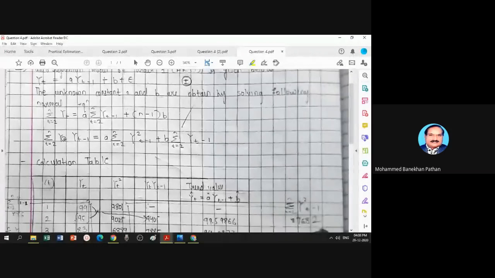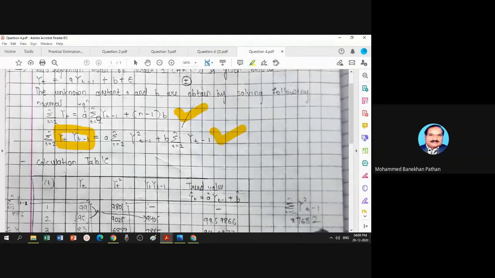Similarly, make a product of current value with preceding and prepare this column. And then make a total from the second value to the last value. Same thing here. So by using these two equations, I will try to estimate constant A and constant B. These two equations are known as normal equations.